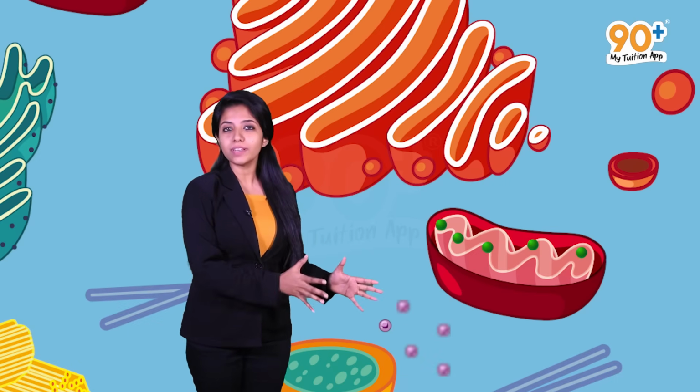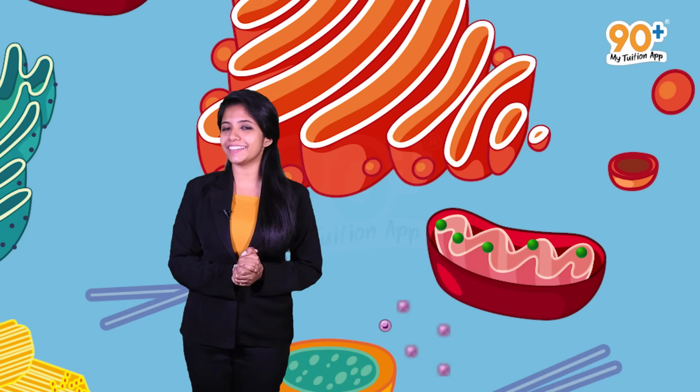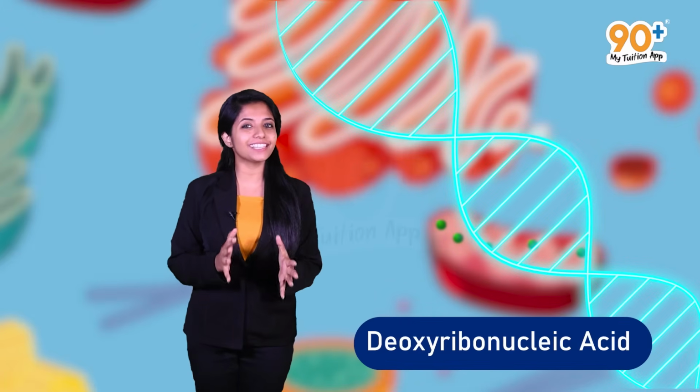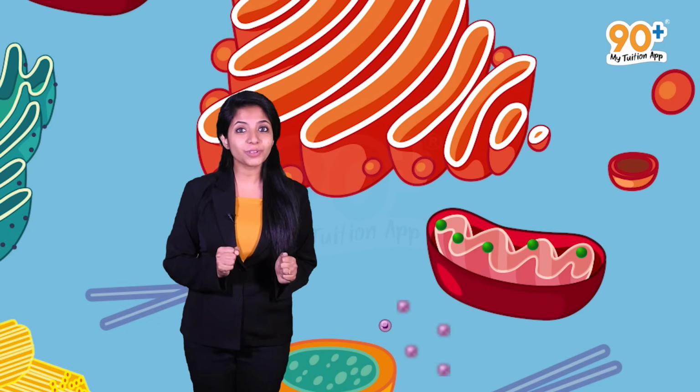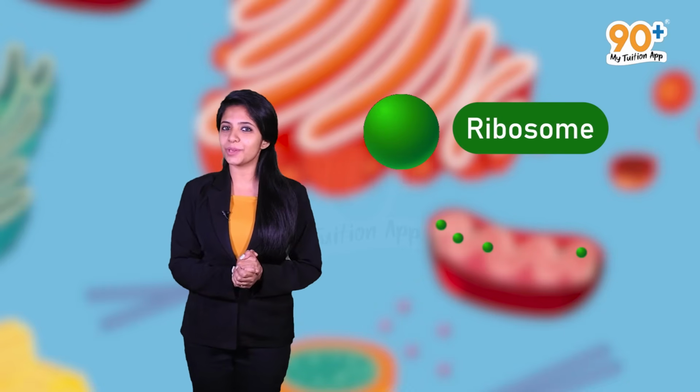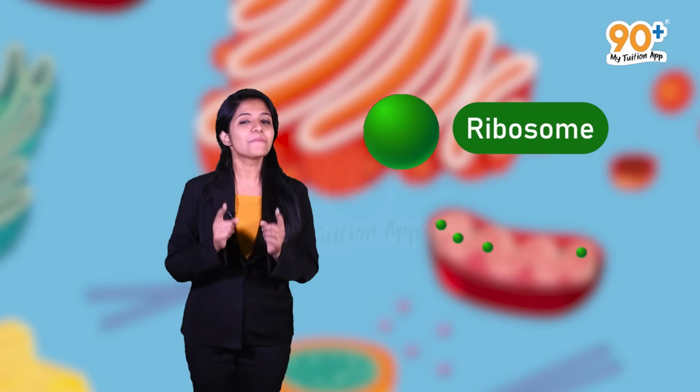Hey, you know what? Mitochondria is the only organelle in an animal cell apart from the nucleus which has its own genetic material, that is DNA or deoxyribonucleic acid. Well, apart from this, they also have ribosomes within them, which are the sites for protein production. So the happy news is that the mitochondria has its own DNA and that it can also create its own proteins.